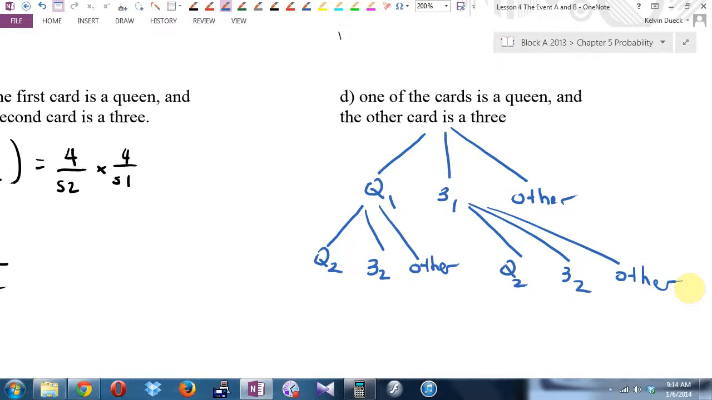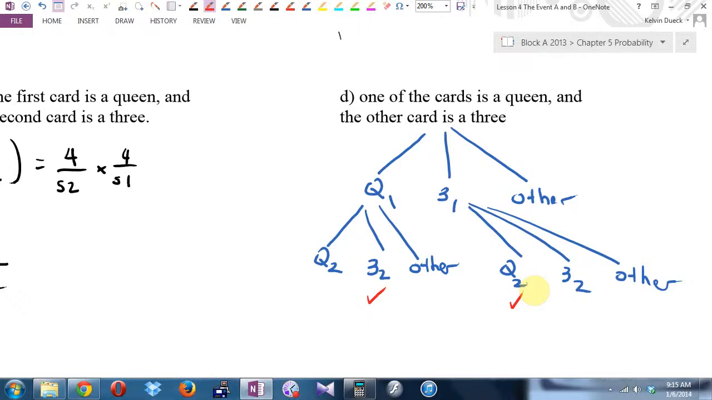In fact, can you see which branches I'm interested in? Brooke, I think I'm interested in this branch where I get a queen followed by a 3, or this branch where I get a 3 followed by a queen. Everything else is no good according to this question. Is that okay? I think if we put the fractions just on those branches carefully, then it's going to be multiply down, add across. It's going to be, or means add.